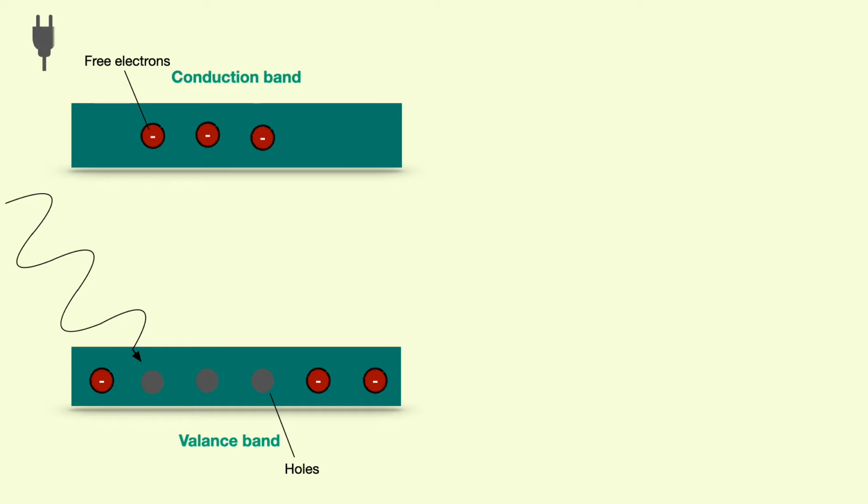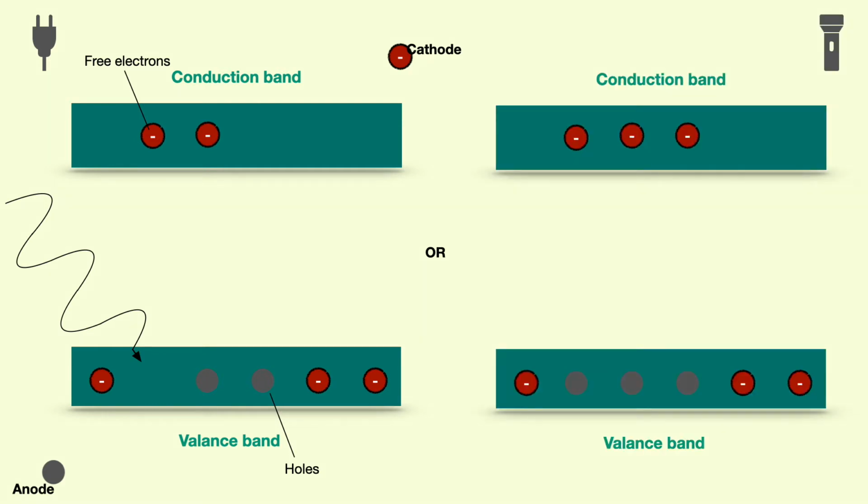Now, for applications such as solar cells and electricity, the electrons and holes should be separated to create a current. This is done by attaching these materials to the electrodes, which are cathode and anode. For certain applications such as lasers, we don't attach electrodes, and as a result, the excited electrons simply go back to the valence band and release energy as photons.